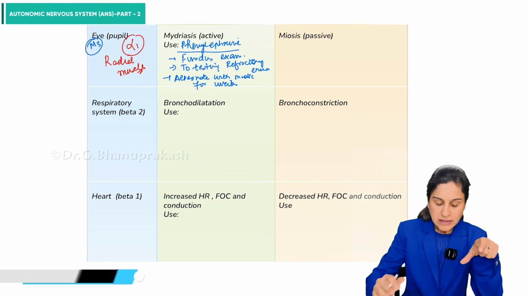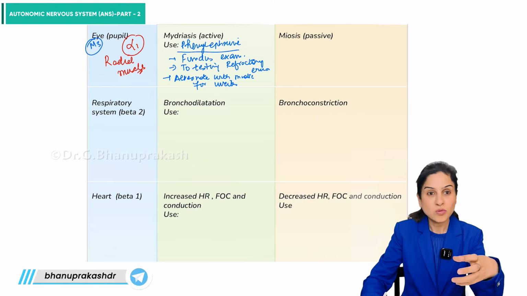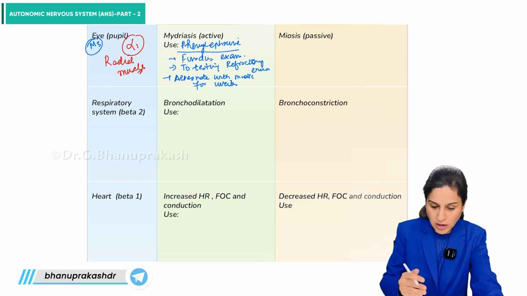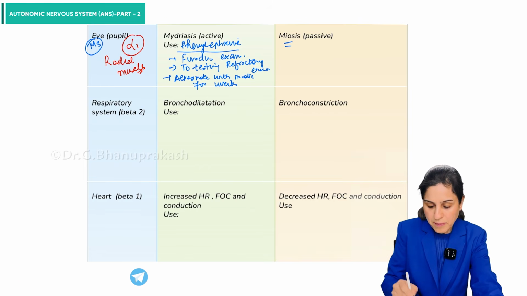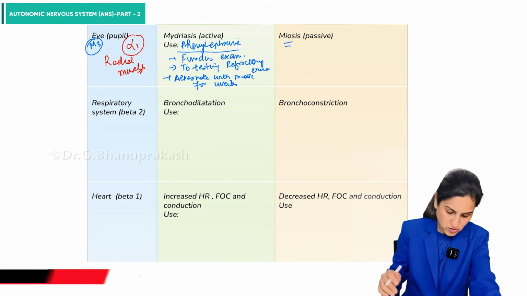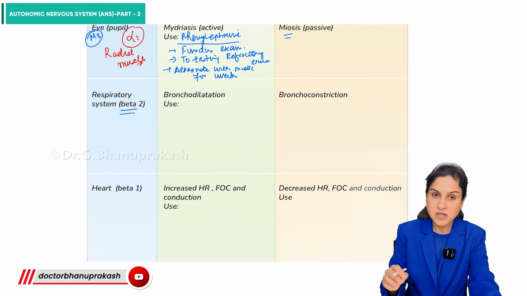And remember that any mydriatic drug should not be used in people who have glaucoma. So contraindicated in glaucoma patients. On the other hand, the sympatholytic effect like miosis, we don't have any particular use here for these drugs. On the respiratory system, we have the beta 2 receptors. These are very, very important.